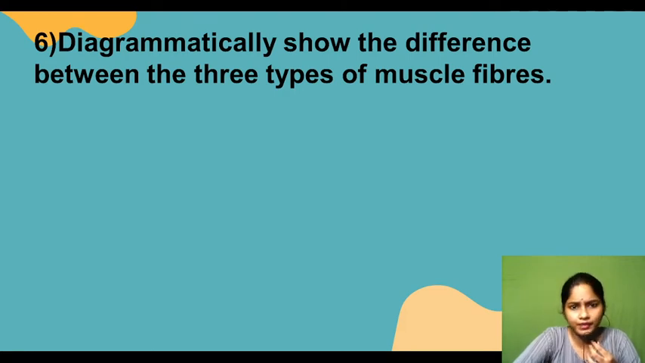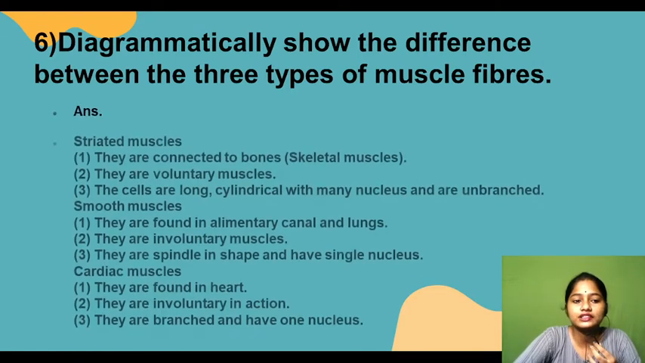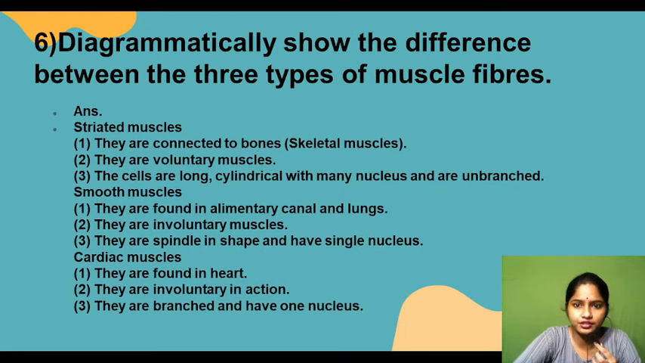Now moving to the next, diagrammatically show the difference between the 3 types of muscle fiber. Here I haven't put the diagram. It is already in your book and I have also shown you in my previous part. So now we will only discuss the difference. Okay. So striated means scratched, right? They are connected to bones. They are also called skeletal muscle, right?